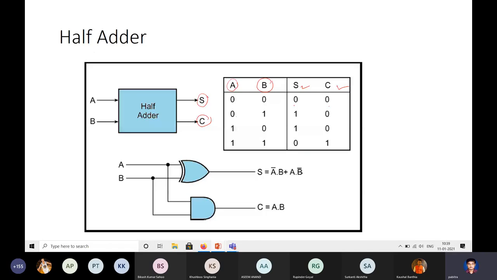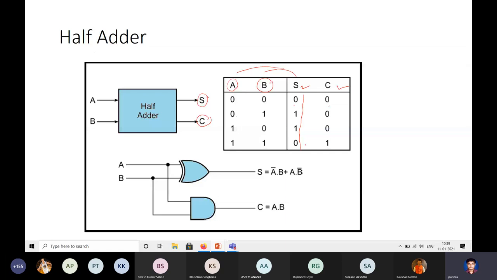Okay, so let's look at the truth table. If we express S as a function of A and B, what is the logic? Can anybody tell what is the logic of S in terms of A and B? Just look at the truth table. What kind of logic is it? XOR. XOR. So this is the XOR gate.